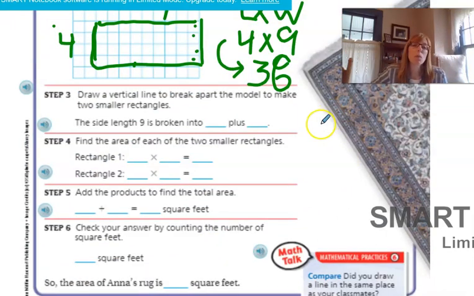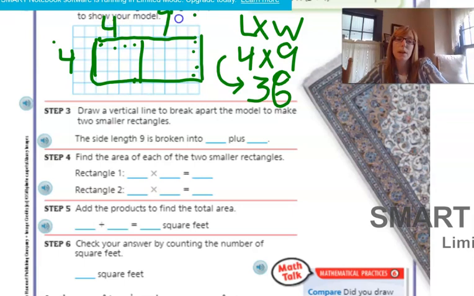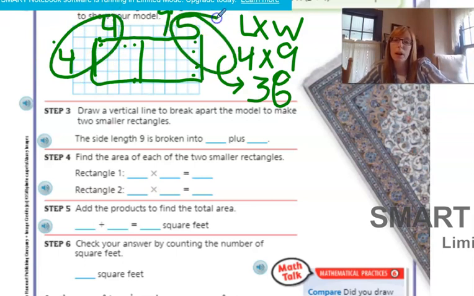Okay, so draw a rectangle line to break apart the model to make 2 smaller rectangles. So the side length of 9, we can't break 9 in half because 9 is not an even number. So we're going to go over 1, 2, 3, 4. So we're going to have 4 times 4 and then 4 times 5. So when we break the 9, you're going to have 4 on this side and 5 on that side. And so this right here, you can multiply that together, and then you could multiply 5 times 4 together.